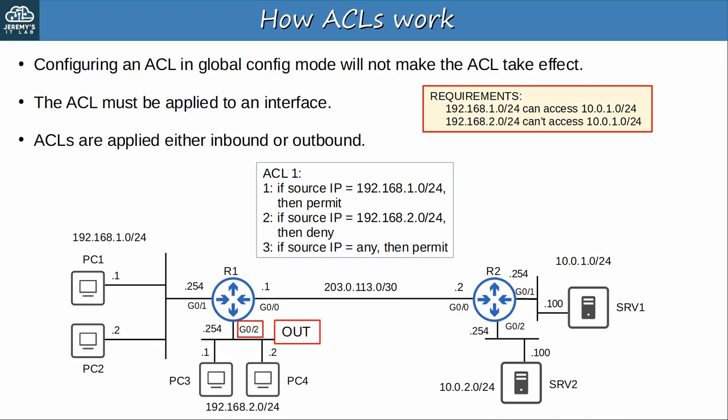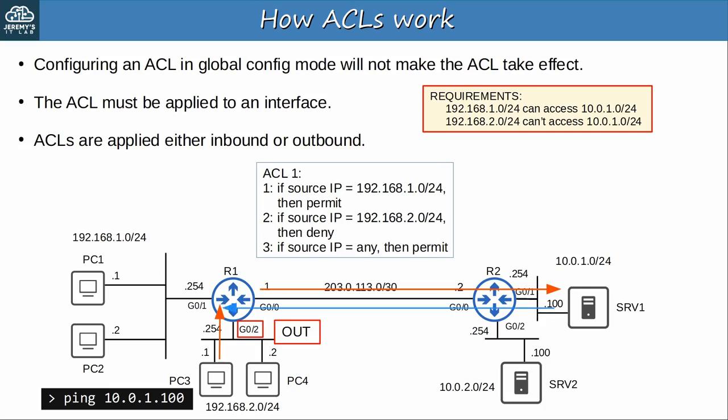For example, what if we applied it outbound on G02? That means it will only take effect on traffic exiting G02. Does that fulfill the requirements? The answer is no, it doesn't. Why not? Because R1 will only use the ACL to filter traffic exiting G02, not entering it. If PC3 tries to ping server 1, when the ping reaches R1, it won't even check the ACL, because the traffic is entering G02, not exiting it. So, R1 will forward the traffic to R2, which will forward it to server 1.